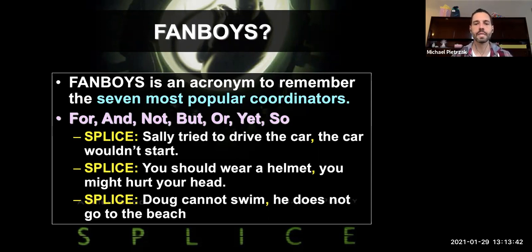So let's check this out. We have three comma splices here. Sally tried to drive, the car wouldn't start. You see how those are two separate sentences, or they should be, but the person had put a comma here. It's not correct. It sounds weird, and it will be treated strangely by your audience.